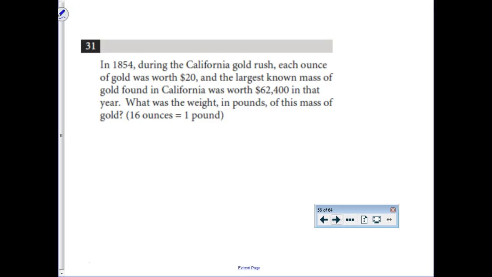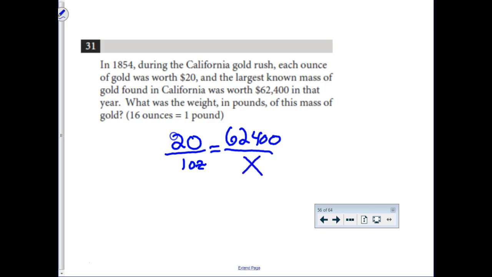So let's start with a proportion. And remember, it's a calculator test, so you should be typing in your calculator. So $20 per ounce. You could start converting it if you want, but I'm not going to. And then 62,400 is some mystery number of ounces. Can you guys find that for me? What is 62,400 divided by 20? But this is ounces, right? So then what am I going to do? One more step to convert it back to pounds. Divide by 16. Thank you.